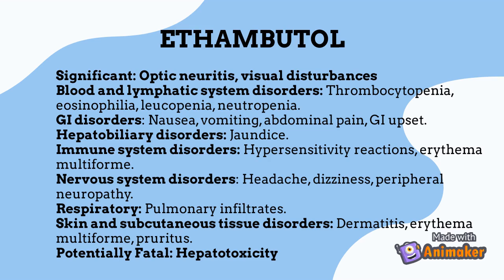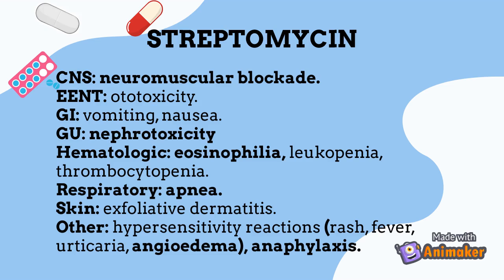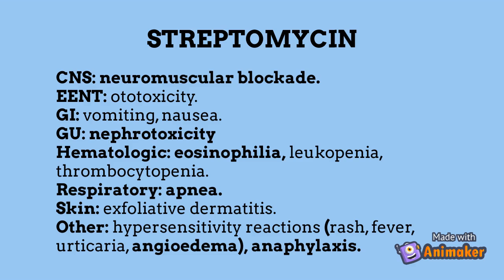Now we're down to the two last drugs. So for the ethambutol, its significant adverse effects are optic neuritis and visual disturbances like color blindness and irreversible blindness. Now for the last drug, so here are its adverse effects. Now emphasis on the neuromuscular blockade, nephrotoxicity, leukopenia, thrombocytopenia, apnea, and angioedema and anaphylaxis.